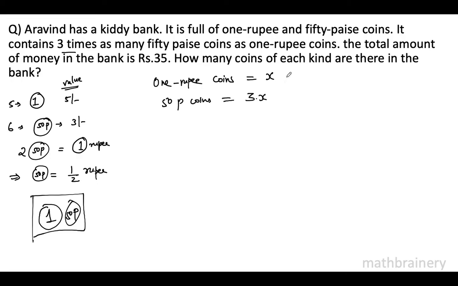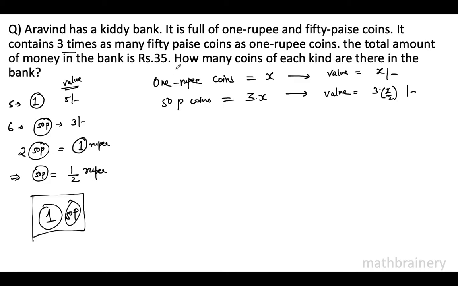Now if I have x number of 1 rupee coins with me, then what is the value of money that we have? We have x rupees with us. And if we have 3x 50 paise coins with us, then what is the value of money? It is, as we told you, 50 paisa is half rupee. So if I have 3x 50 paise coins, that means we have 3 into x by 2 rupees with us. Okay. That means it is 3x by 2 rupees with us. This makes sense.